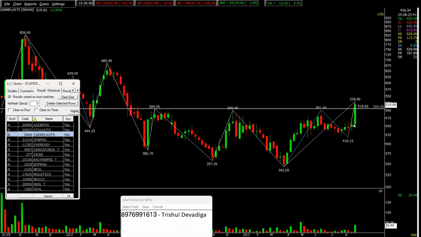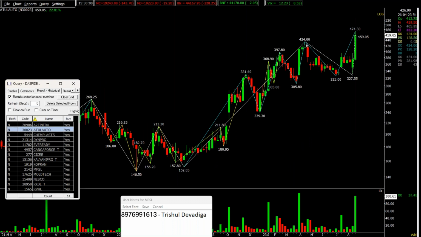and the selling and buying pressure both are almost equal. So even this looks good for a longer time frame breakout. You can keep your target at 629 in Chemplast because this looks completely positive. Multiple strong swing top breakouts have happened over here, and this will go completely positive.